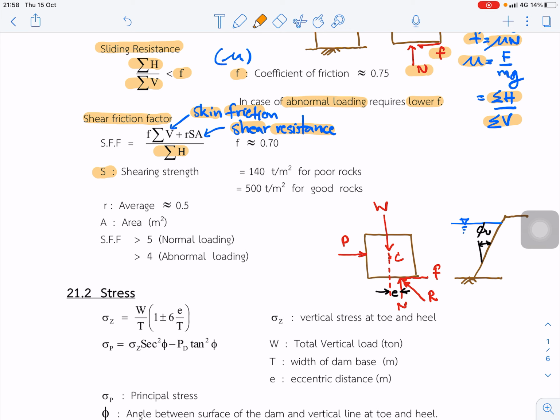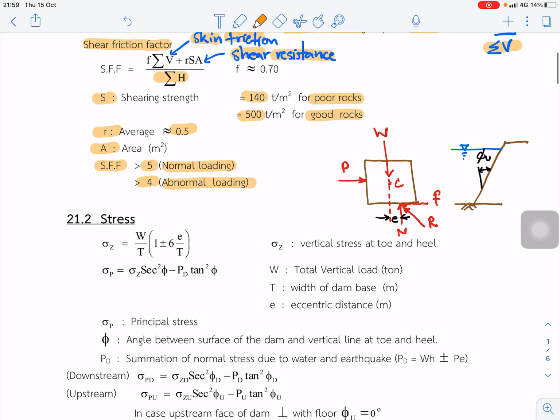the gravity dam. For example, it's about 140 for poor rock and about 500 tons per square meter for good rock. And the area is about 0.5. The safety factor should be greater than 5 for normal loading and 4 for abnormal loading.